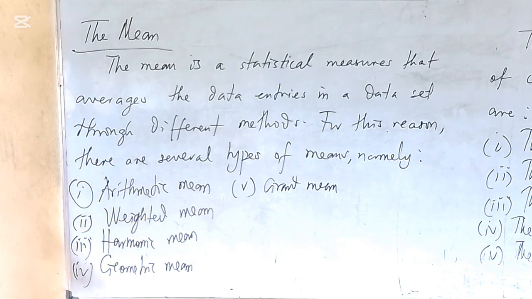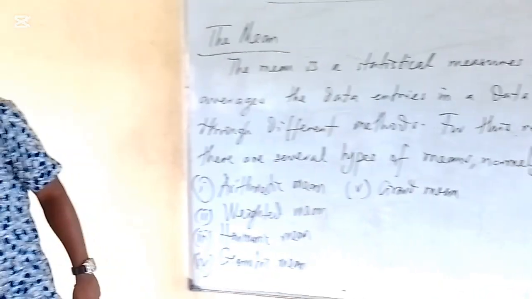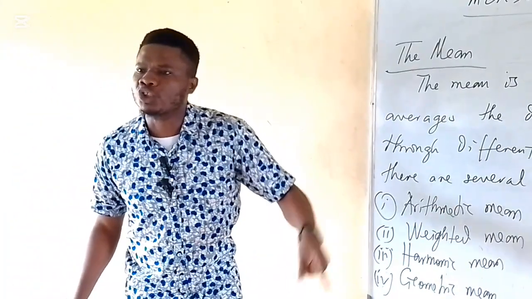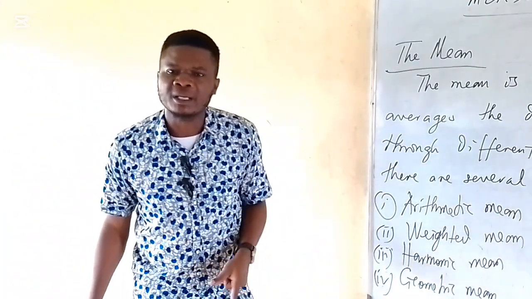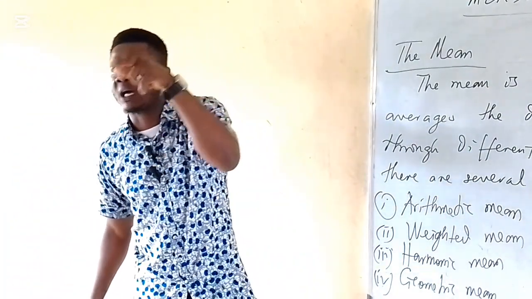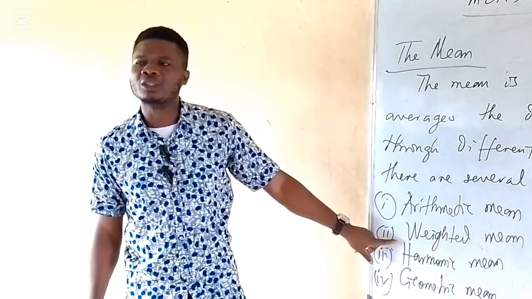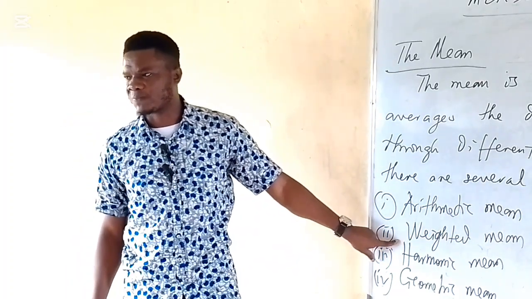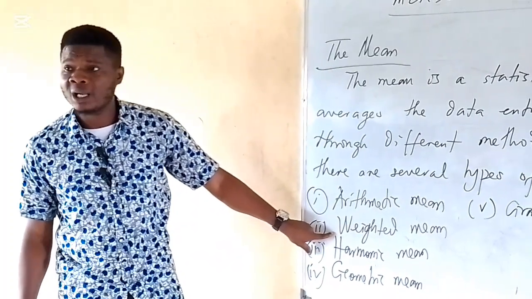The weighted mean is another type of mean. When you calculate your CGPA, what do you think is used in calculating CGPA and GPA? What we use in statistics for calculating your CGPA is called the weighted mean. And I'm going to explain the difference between the weighted mean and the arithmetic mean.